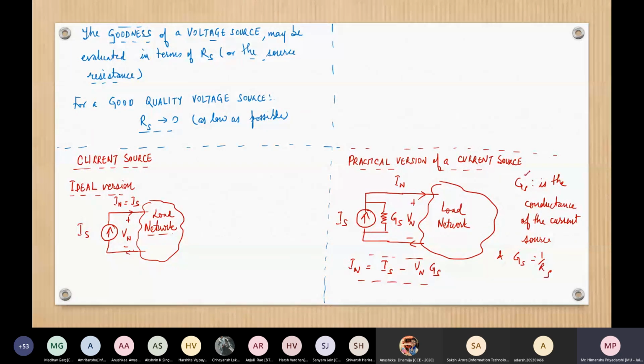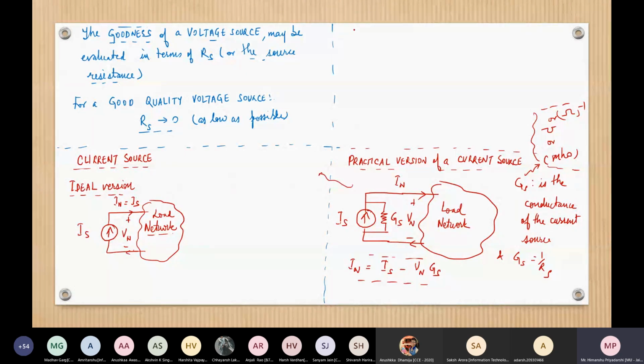What is the unit of GS? MHO. Sorry, not MHO. Yeah, MHO only. MHO, or you can write this, or you can write this. All of them are acceptable. It is called Siemens, written as SIEMEN. And this is called mho or Siemens.